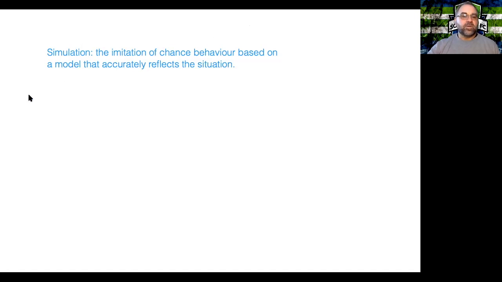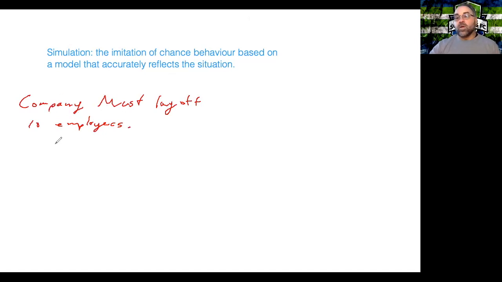Okay, so a company must lay off ten employees. And the CEO says, this is really hard for me. I'm just going to put everybody's name in a hat, and I'm going to randomly draw 10 names. Okay, this is not a good way to run your business, by the way. But he randomly chooses 10 names, and he ends up with 5 women and 5 men who he's going to lay off.